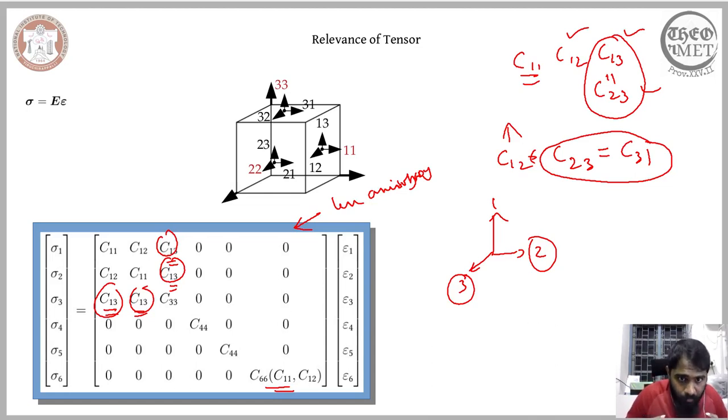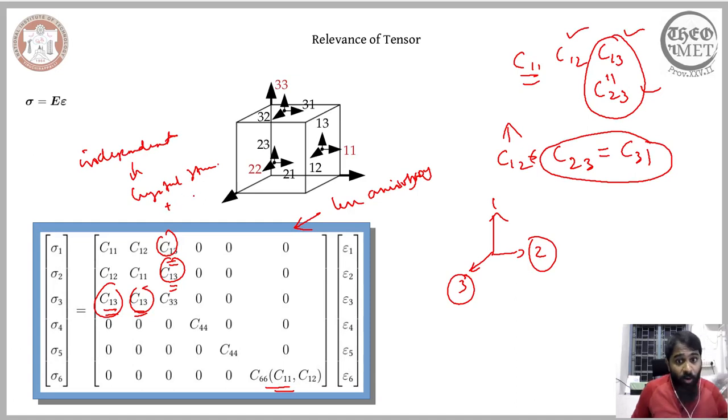And depending on how many non-identical entries, or we refer to them as independent entries, because these are independent, they are non-identical. Depending on the independent entries, I will be able to state what sort of crystal structure it is and what degree of anisotropy it exhibits. Of course, the anisotropy can be related to the crystal structure. So ultimately, depending on how many independent entries I have, I will be able to say what crystal structure I am dealing with.